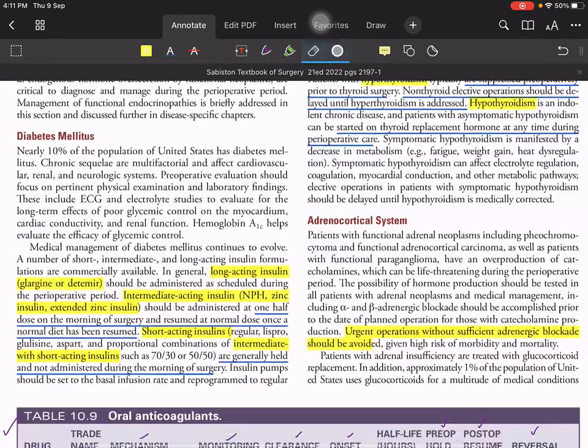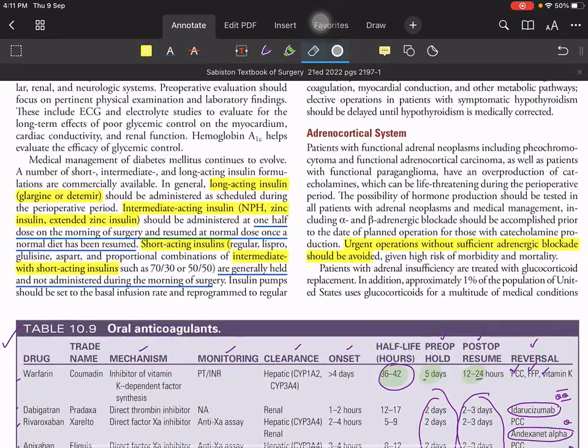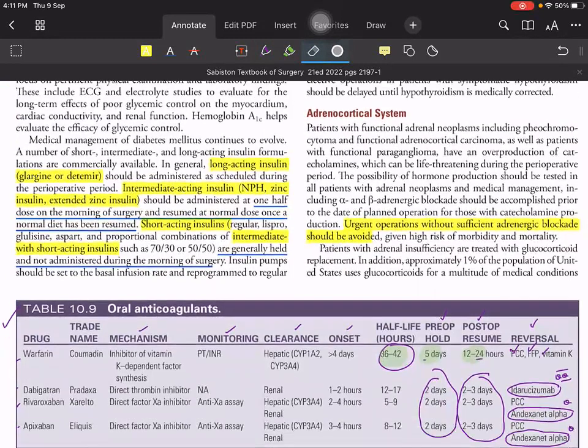Then go to the endocrine system, diabetes mellitus. In diabetes mellitus, the drugs we are mainly using are insulins: short-acting, intermediate, and long-acting. For long-acting insulin, they didn't tell about any particular protocol; it should be administered as scheduled during the perioperative period. For intermediate-acting insulin, that is NPH, it should be administered at half dose on the morning of the surgery and resumed at the normal dose once the normal diet has been resumed. So half the dose should be given for intermediate-acting insulin.